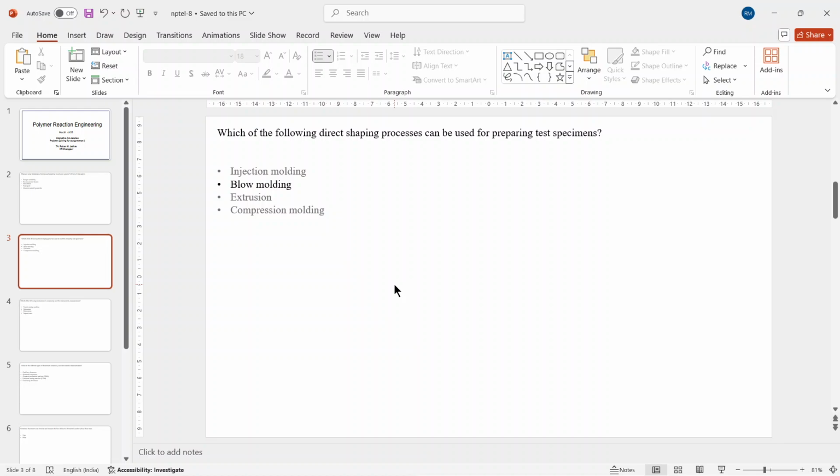Then we have the extrusion process. Similarly to injection molding, in extrusion also, when the polymer is coming out on the other end, either in a cylindrical or rectangular form, it depends on the kind of die you're using for shaping the polymer. So because of the extrusion process also, you can make the test specimen according to the testing dimensions. So extrusion is also one of the answers here.